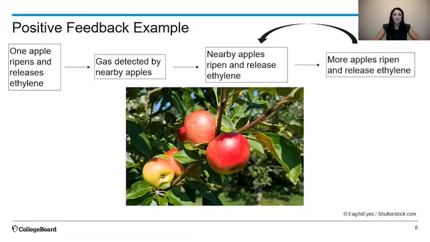And so then this process repeats itself and gets amplified because as more apples ripen, more apples release ethylene, and then more apples ripen, and then more apples release ethylene. And so we've got that amplification part of the positive feedback process.